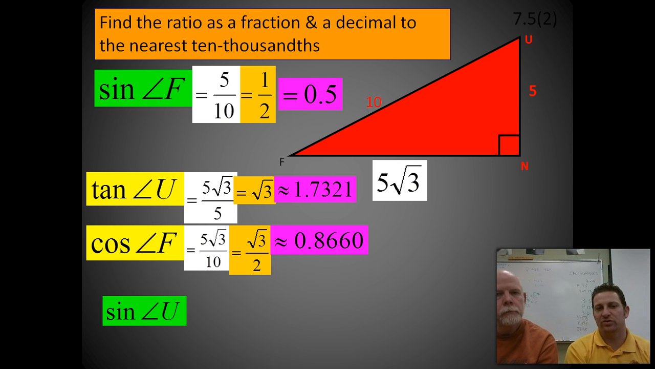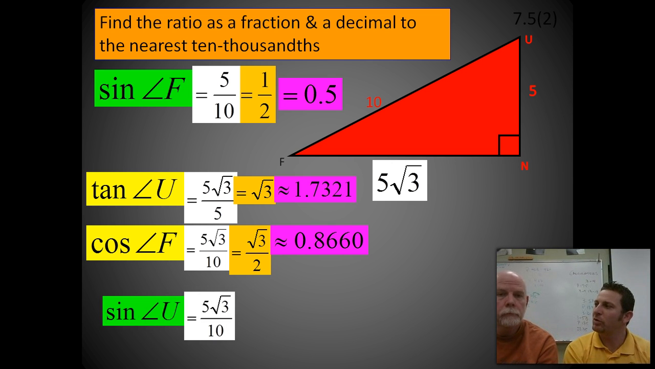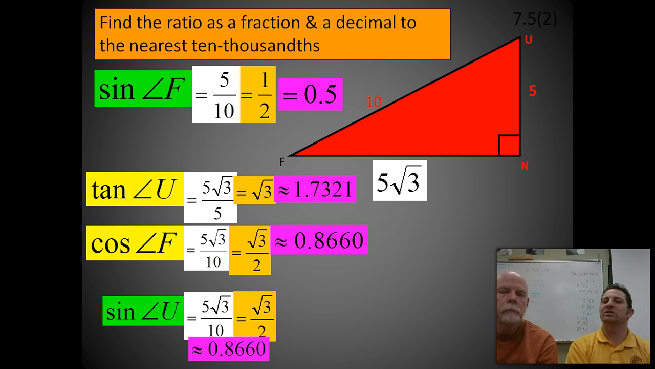All right, now the sine of U. Let's see what happens here. You might notice something. The sine of U is going to be the opposite over the hypotenuse. So when I plug things in here, I get 5 root 3 over 10. Look at the one right above it. It's also 5 root 3 over 10. So that's going to reduce down to root 3 over 2, which is approximately 0.8660 again.